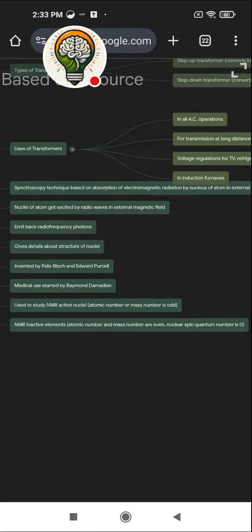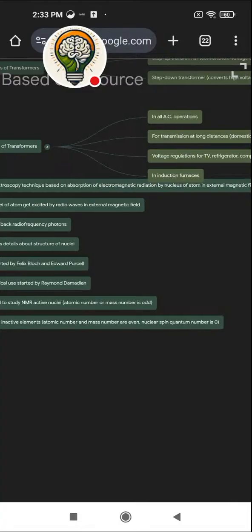It was invented by Felix Bloch and Edward Purcell, and medical use was started by Raymond Damadian. It is used to study NMR active nuclei, where atomic number and mass number are odd, and NMR inactive elements have even atomic number and mass number, and nuclear spin quantum number is 0.